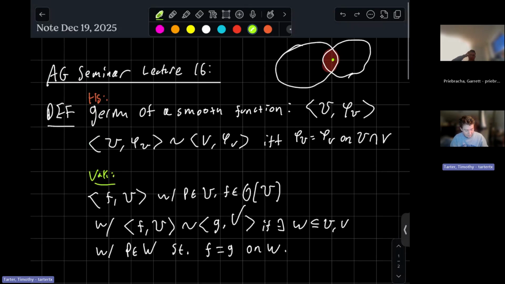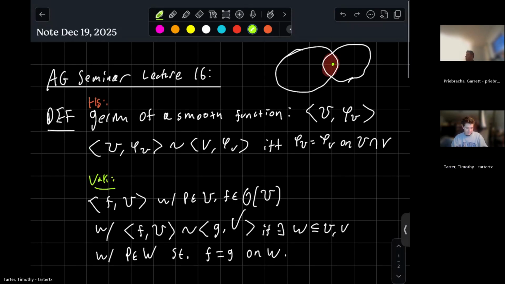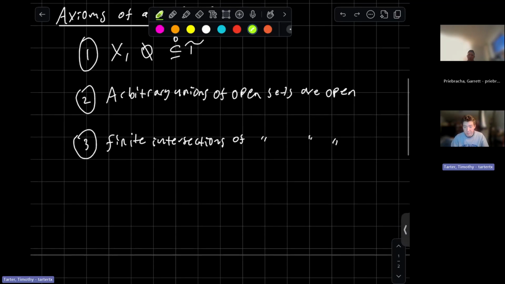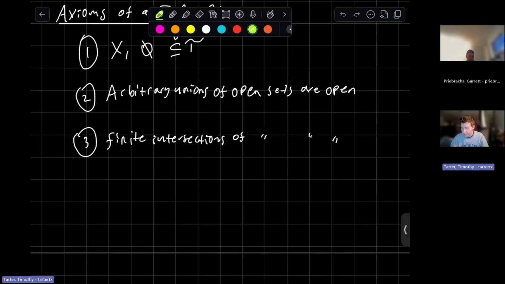I will say I kind of like Hartshorne's better, but maybe it's just because I've been using it longer. Frankly, I just kind of didn't use Vakil's definition here.